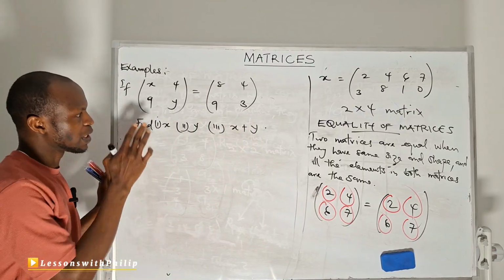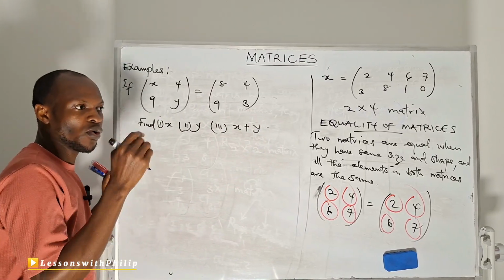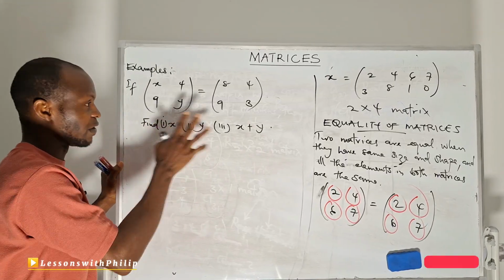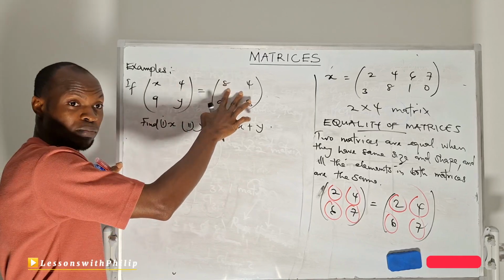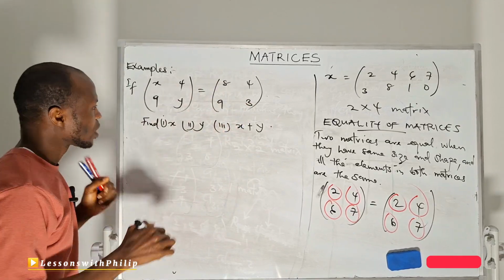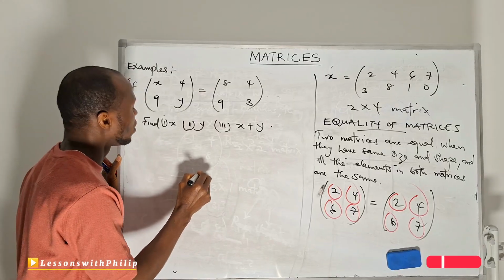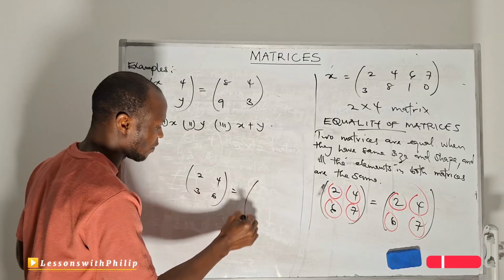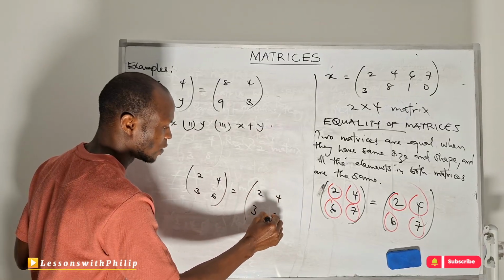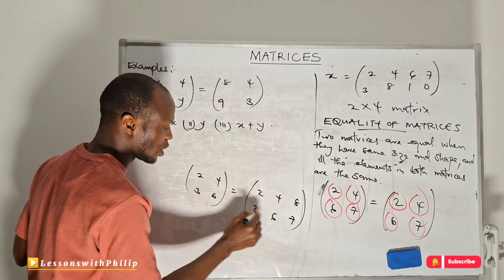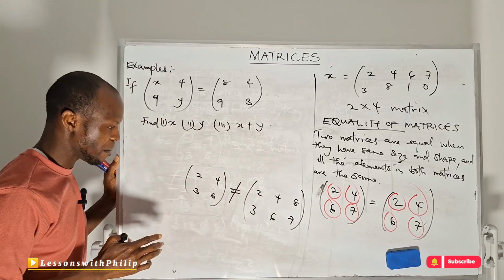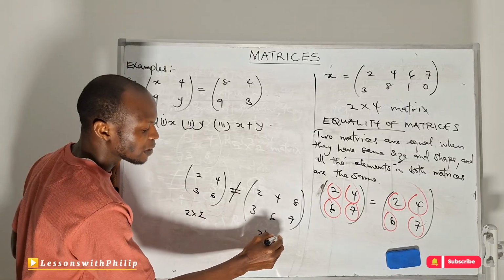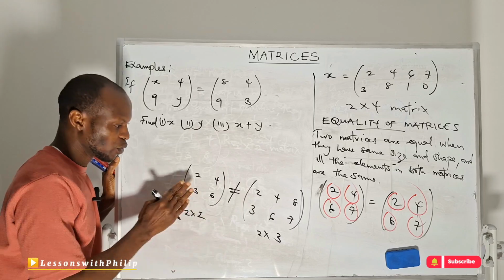Let's do it. Now, since we have said two matrices are equal when the elements in those matrices are equal and when they have the same shape, the same size. This is a 2 by 2 matrix. This is a 2 by 2 matrix. Okay, let me explain this. Supposing we have a matrix 2, 3, 4, 6, and we have this matrix 2, 3, 4, 6, 8, 7. These two matrices can never be equal. Why? Because this is a 2 by 2 matrix, and this is a 2 by 3 matrix. They don't have the same size, so they can never be equal.